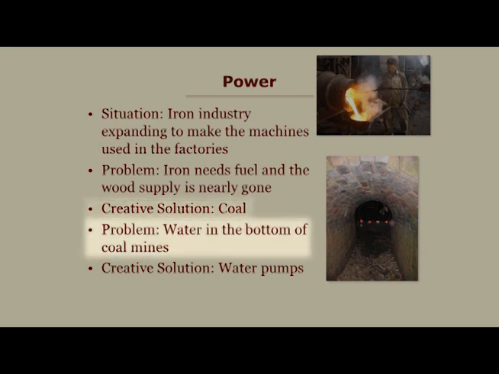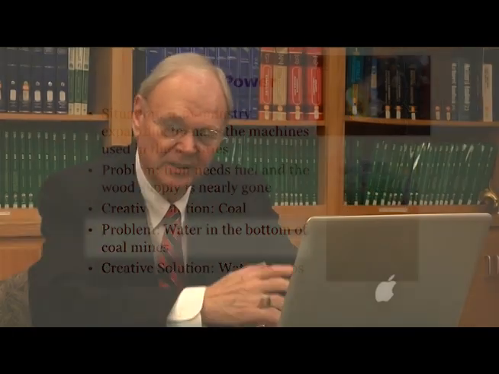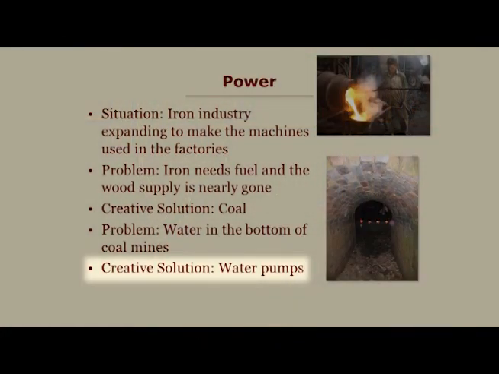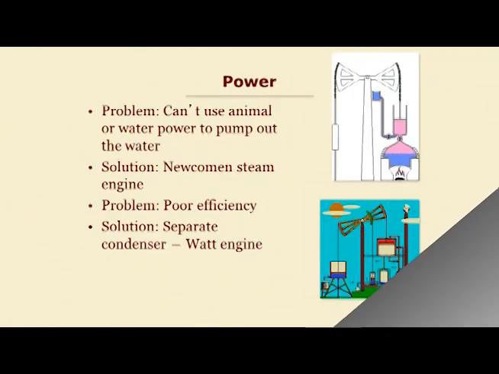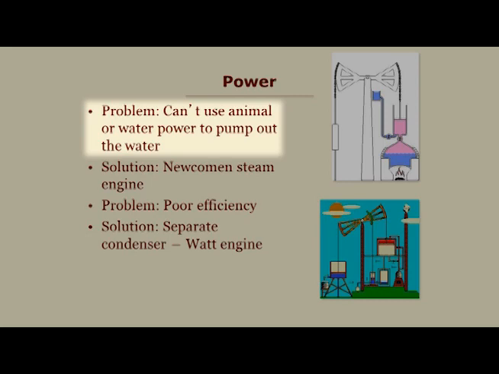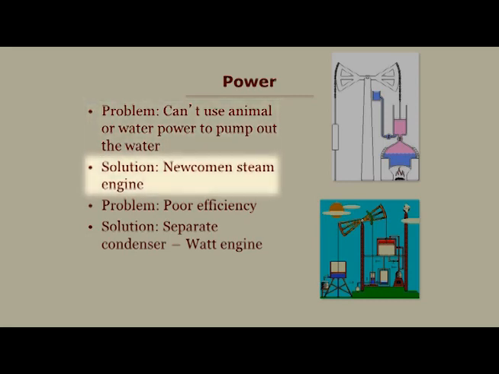There was another problem, and that is in the bottom of the coal mines, it was wet because the water table is often very high in England. And so what could they do to get the water out of the mines? And that solution was to use the water pumps. Well, you can't use animal or water power to pump the water out, and so a new solution came about, and that was a steam engine.